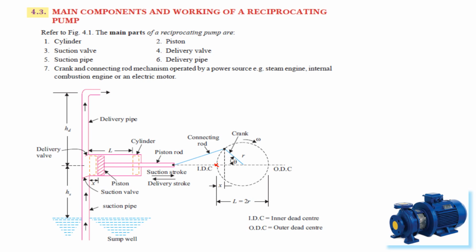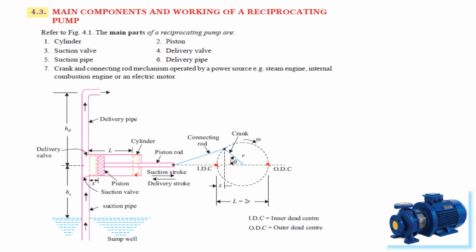When the piston revolves and this point reaches here, it is called ODC, outer dead center, or else bottom dead center. The piston will reach this point. During the rotation of the crank, a suction and delivery stroke takes place.